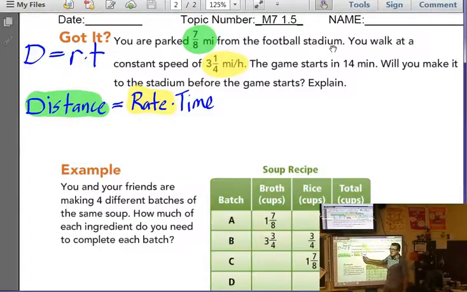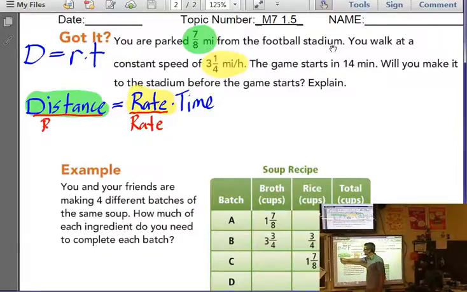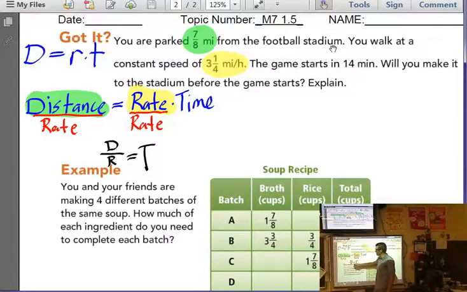To get rid of, and guys, please show this work on your paper. To get time by itself, I just divide by rate on both sides, which gives me a new formula that time is actually equal to distance divided by the rate. But this time is going to be in hours. Because our rate is in hours, our time is going to be in hours. Please make sure you don't think this is 10 hours.